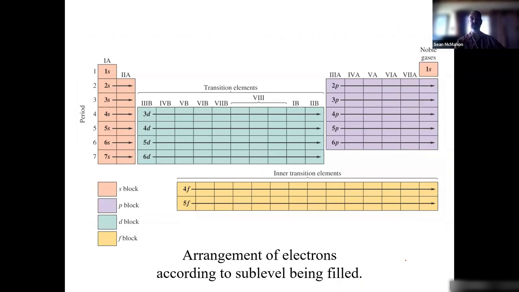But again, your periodic table pretty much does the work for you. So we're going to use the periods. We're going to use the areas. Remember, groups 1 and 2 are the s area. 3A through 8A is your p area. And then the transition metals are your d. And then down here, the inner transition elements are your f.